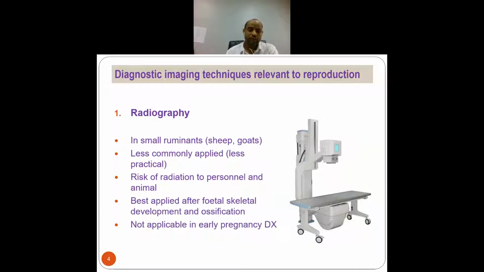More specifically, when you are talking about the use of radiography in diagnosing pregnancy, you'll find this technique less relevant because it has to wait until development of the skeletal system of the fetus. That makes it difficult to use this technique to diagnose pregnancy at the early stage, because at the early stage we don't have the skeletal system or the bony structures of the fetus developed. So this is another disadvantage that makes this technique irrelevant.